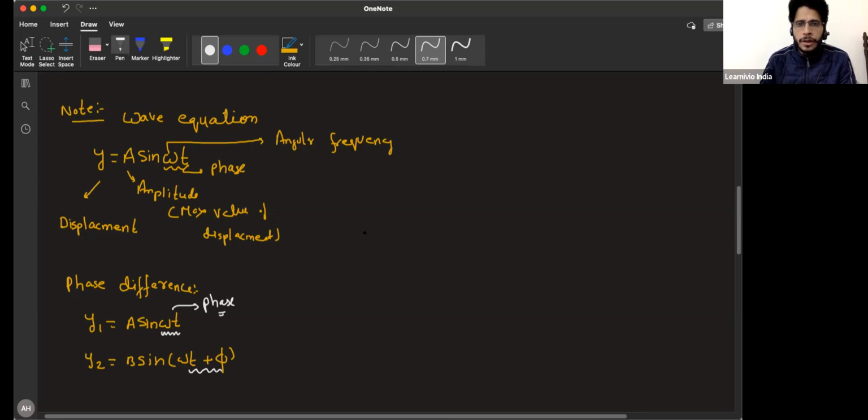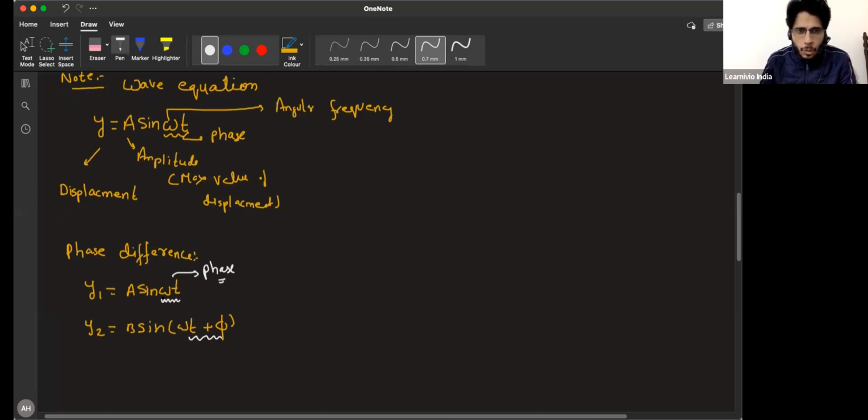What is the phase difference between the two? The phases of both the waves are not the same. They have a difference, and that difference is (omega t plus phi) minus omega t. So the phase difference is phi. Just by looking at the phases, you can decide the phase difference. Phase difference means the difference in phase of the two waves. Phase difference is phi.